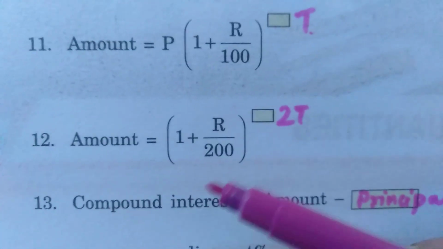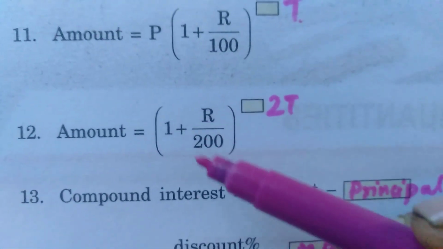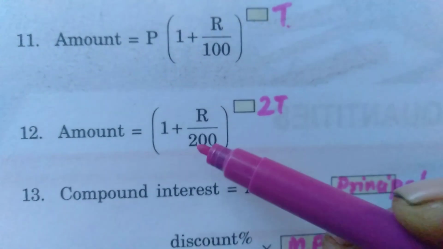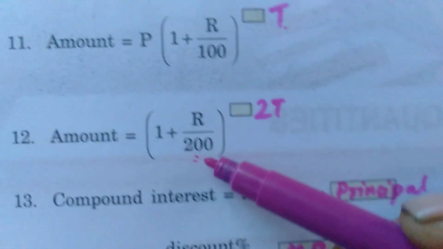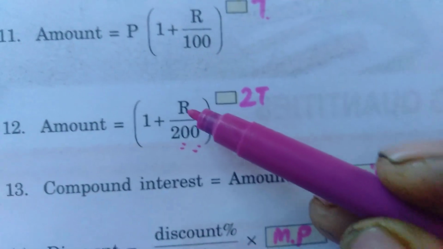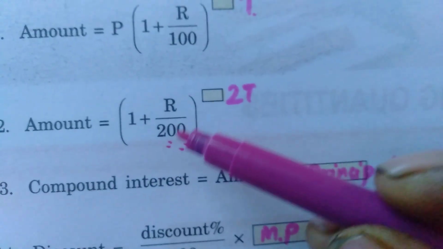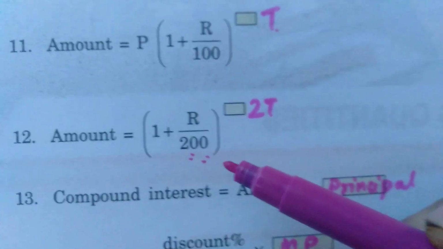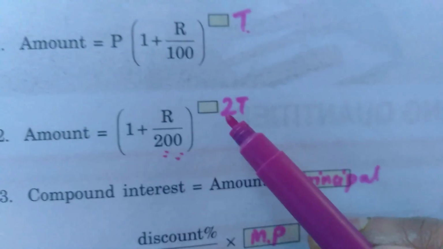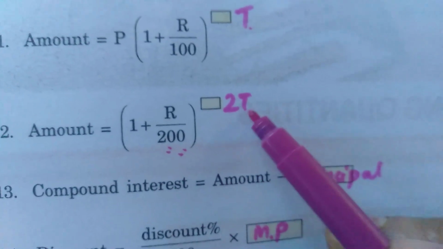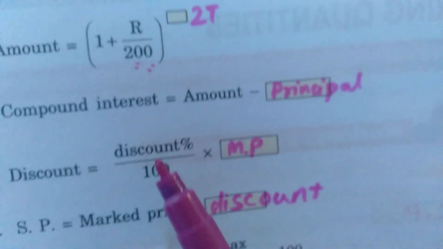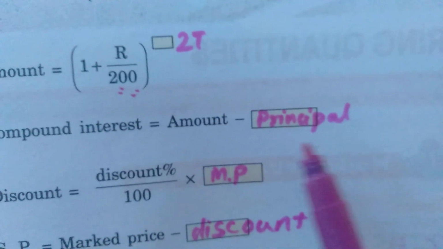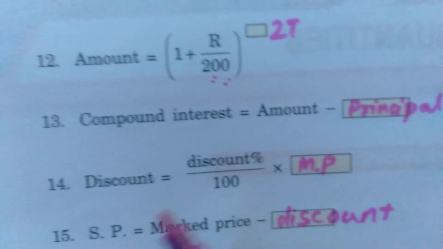Then amount, again, when we calculate it for the half yearly, the rate is reduced to half, so it is written R by 200. This 200 is 2 into 100, where 2 comes from R by 2, and R by 2 is in the case when we are having the half yearly calculation. 2T, time is doubled and rate is reduced. Then compound interest is amount minus principal.